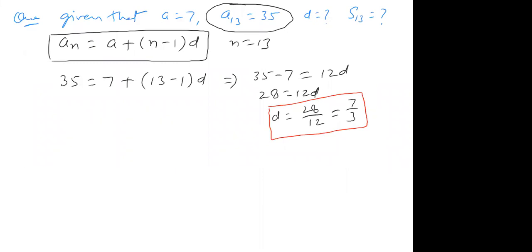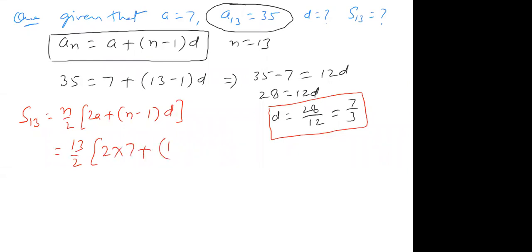And I think now it is very easy to calculate the sum of 13 terms. S13 is n upon 2. See, one example I am solving, next example I will give to you. 13 upon 2 (2a). 2a is how much? 7 plus... (13 minus 1) into d, 7 upon 3. So this is equal to 13 upon 2 (14 plus 12 into 7 upon 3).